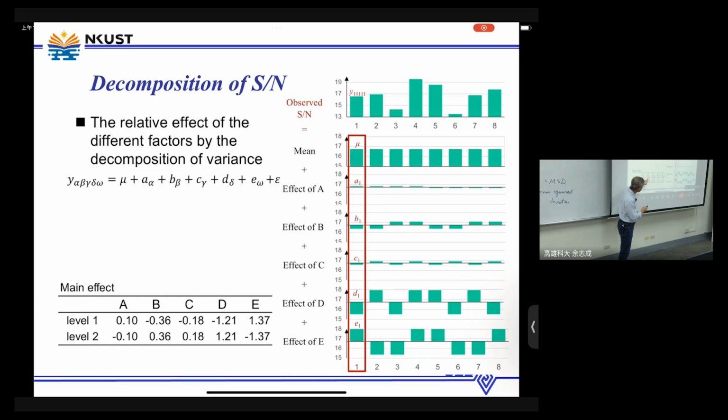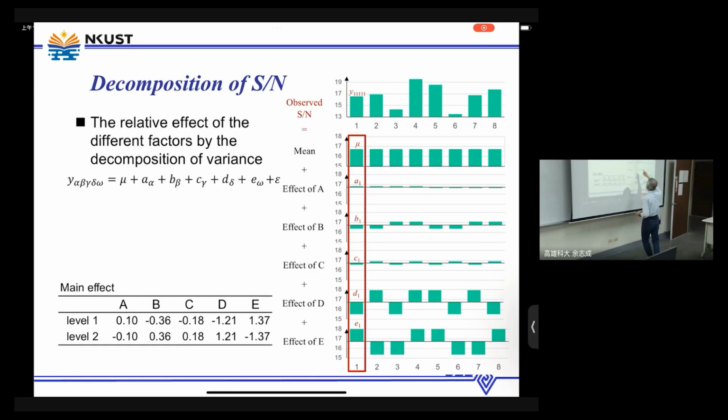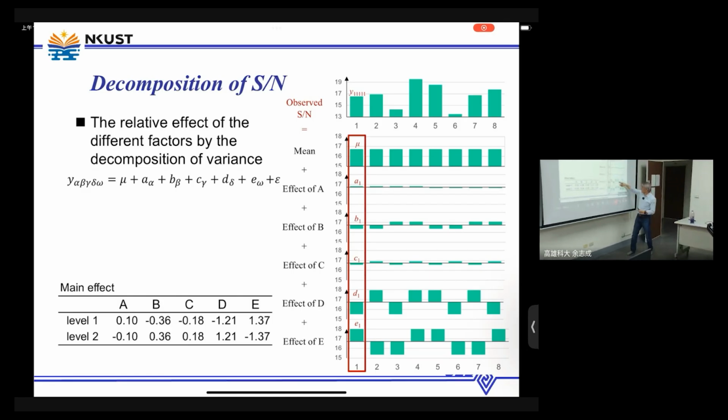B1 is minus 0.36. As you can see, from the average the number goes down. The zero line, the baseline, is drawn from the average, which is 16 point something, 16.67. The main effect is the deviation from the baseline, and the baseline is this number.